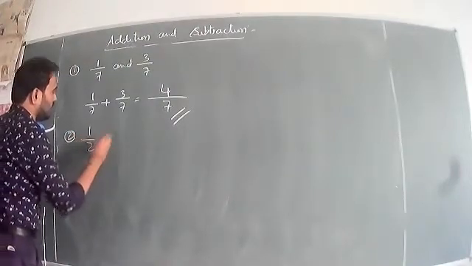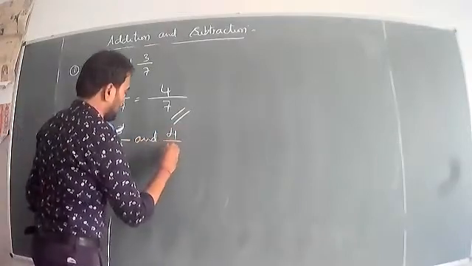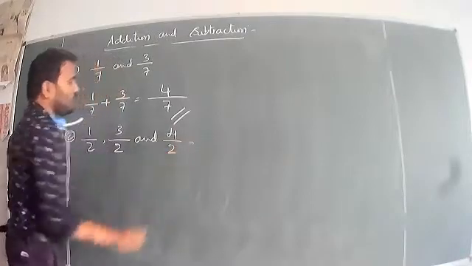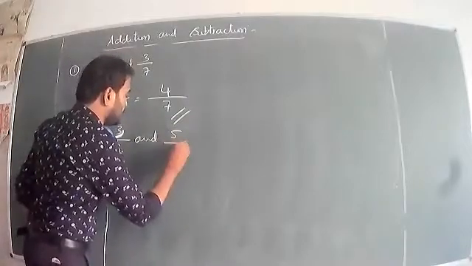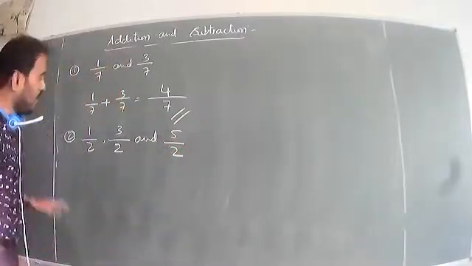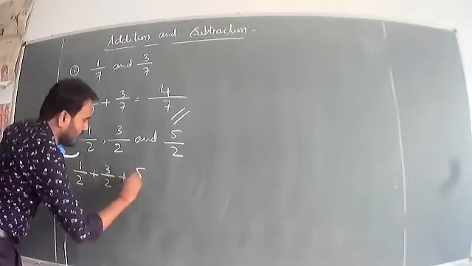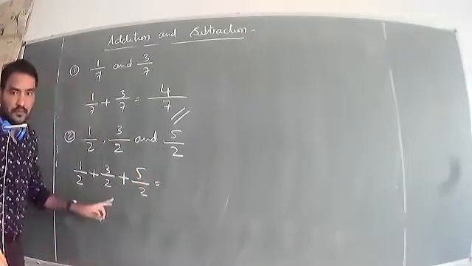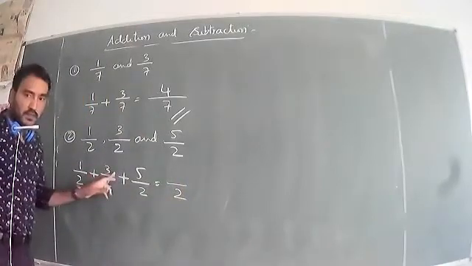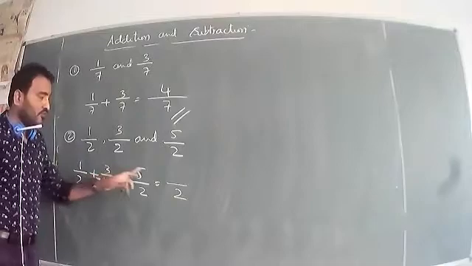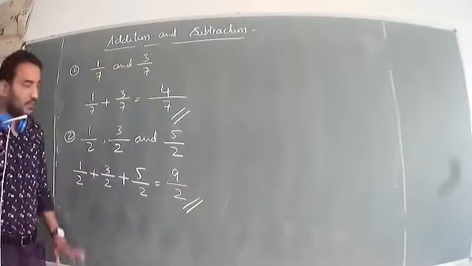Second one: 1 by 2, 3 by 2 and 5 by 2. Take all the numbers. 1 by 2 plus 3 by 2 plus 5 by 2. The denominator is same, so we should write 2. Adding the numerators, 1 plus 3 is 4, 4 plus 5 is 9. 9 by 2. This is the answer.